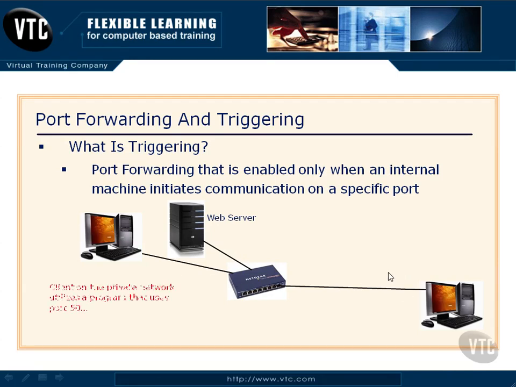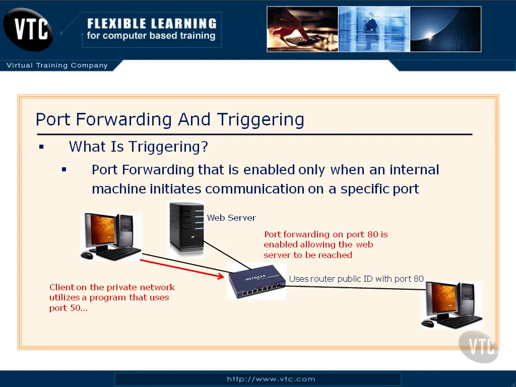And so here's what's going to happen. The client on the inside, on the private network, utilizes a program that uses port 50, and the access point knows, hey, wait a minute, if he's speaking out to someone over port 50, I need to turn on port 80, port forwarding, so that this person can access what they need. And sure enough, I turn it on. This person uses the public IP in response to what this client did on the inside with port 50, and it turns on port 80 for port forwarding, and it sends that information from this client using this public IP with port 80 back to the web server.